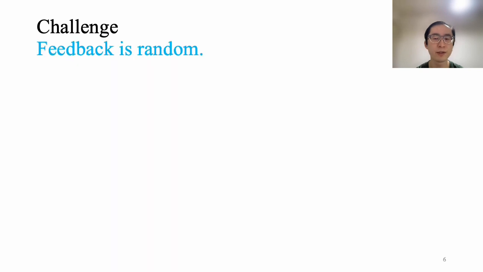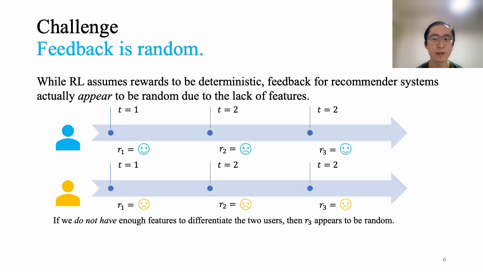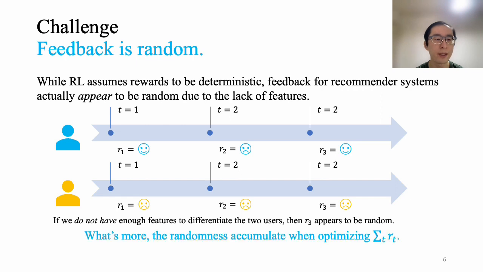The second challenge is the randomness in feedback. Let's assume we have the same features for the blue user and the orange user, so we will recommend the same items to them. Here, as they might have different interests, they will give us different feedback. Note that what appears to the agent is that the rewards for the same users and items become random. What's more challenging is that the randomness accumulates when we optimize the sum of rewards.